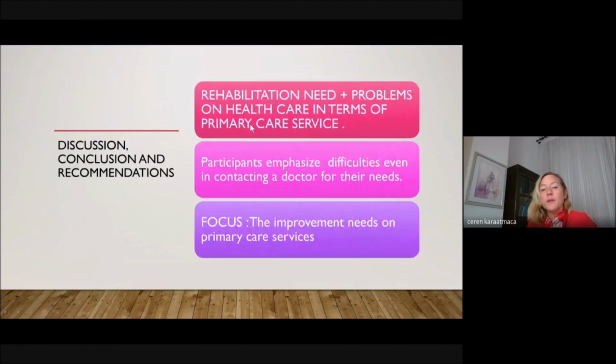And another need was a rehabilitation need and problems in healthcare in terms of primary care service. So the participants who are the members of these organizations emphasize especially difficulties even in contacting a doctor for their needs. The rehabilitation is the second one. I mean, they first emphasize difficulties even in finding a doctor. And they say the focus should be on the improvement needs of the primary care services.